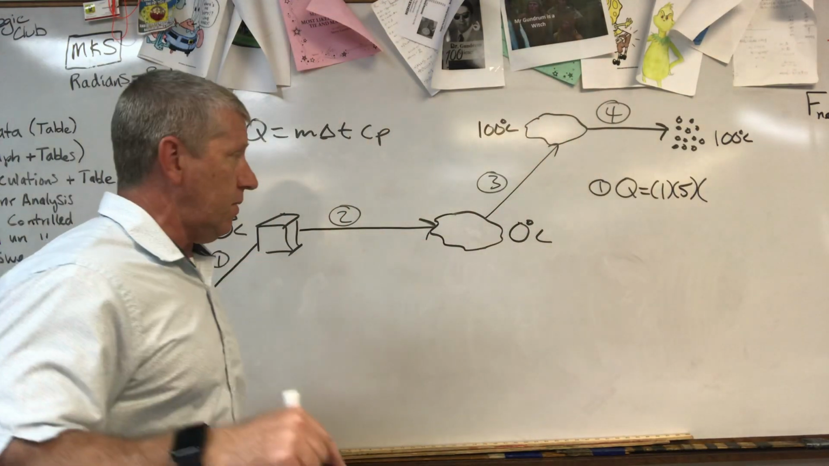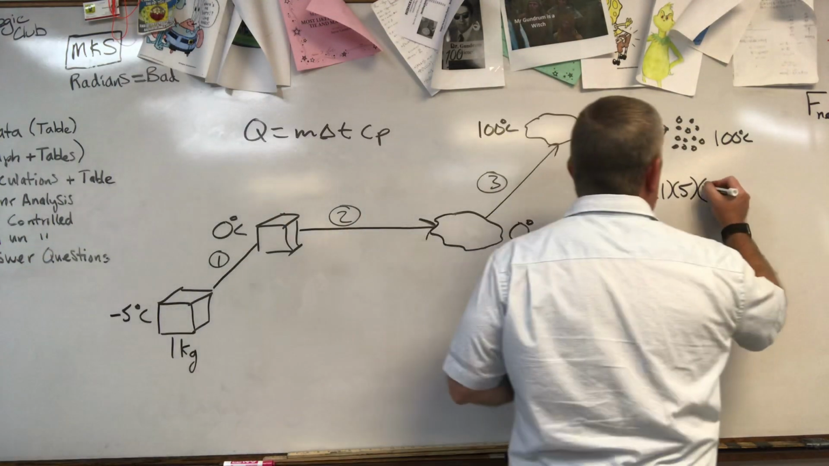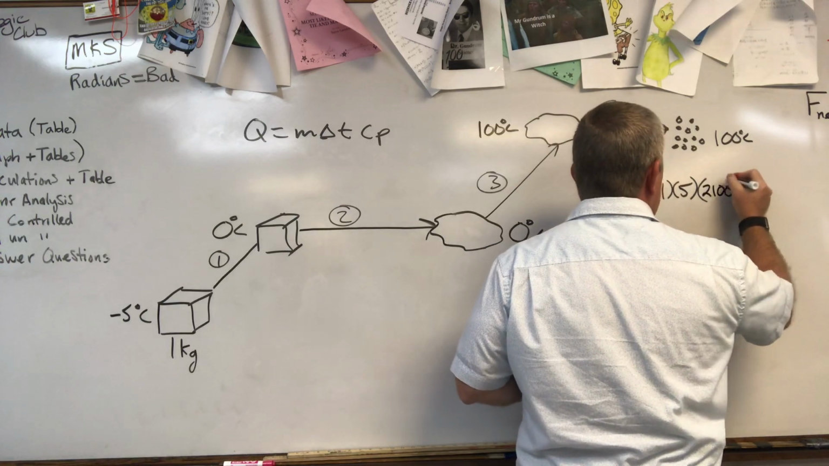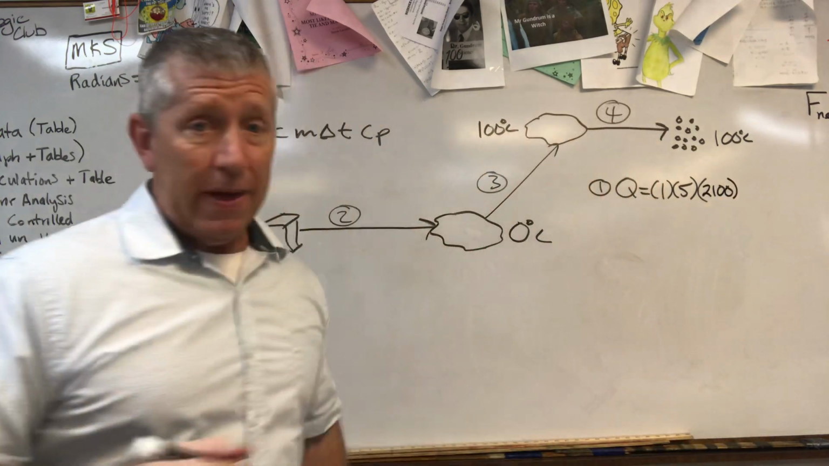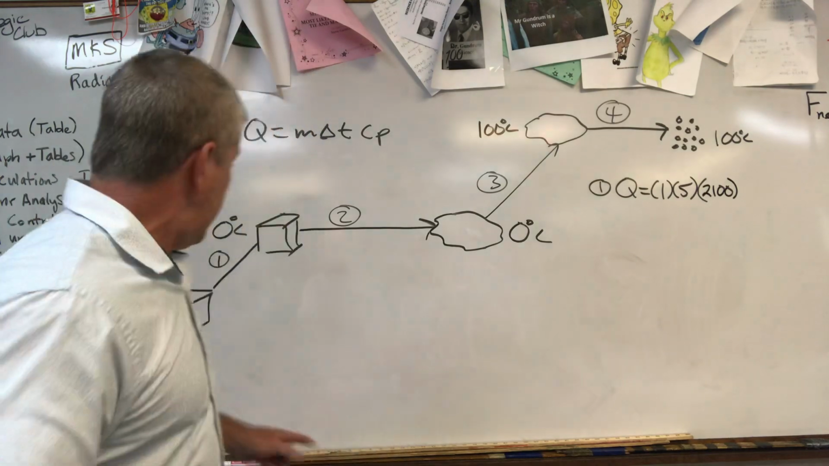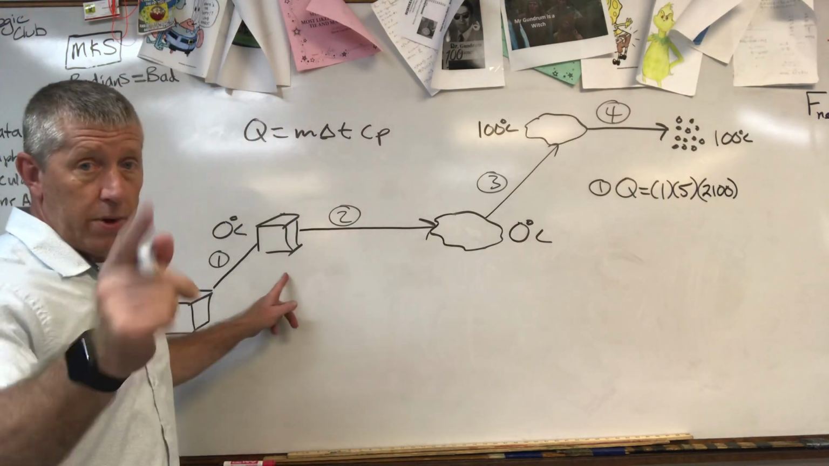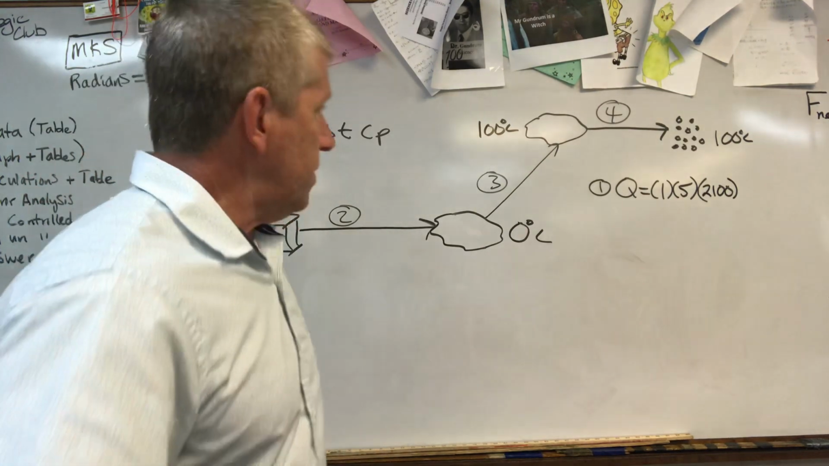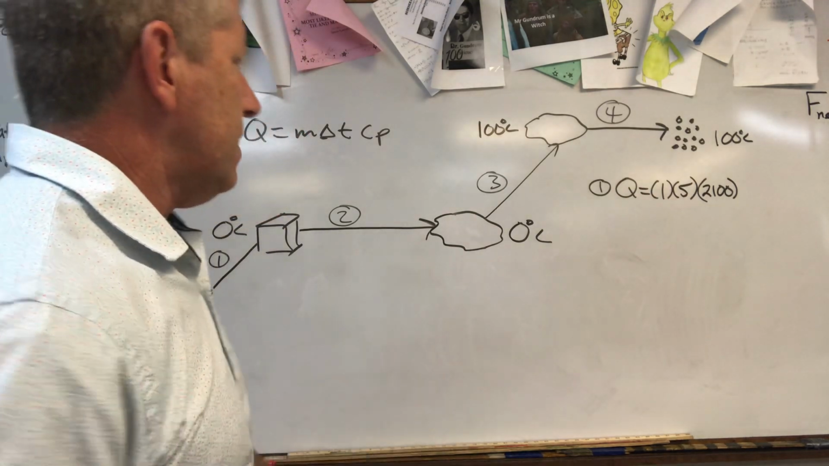2100 joules per kilogram. So 2100 goes there. Now, if I do the math on that, I'll get the energy it takes to get my ice up to the boiling temperature. All right, let's do that. Well, let's just crank that out. Actually, we could do that without a calculator.